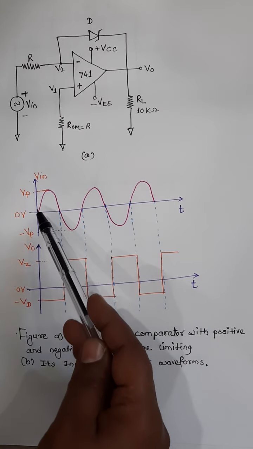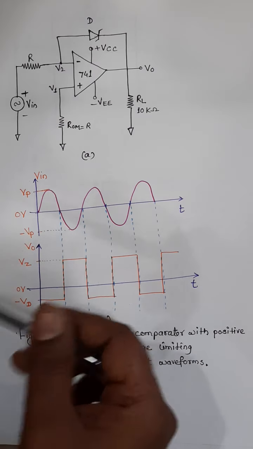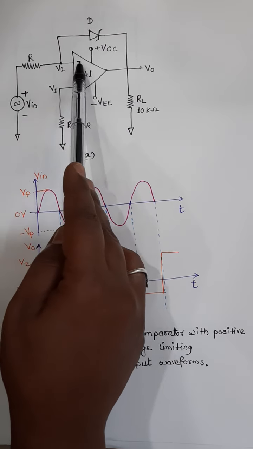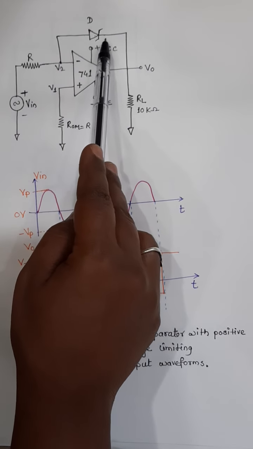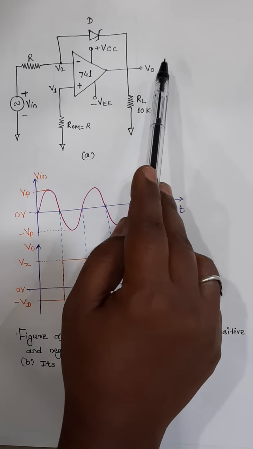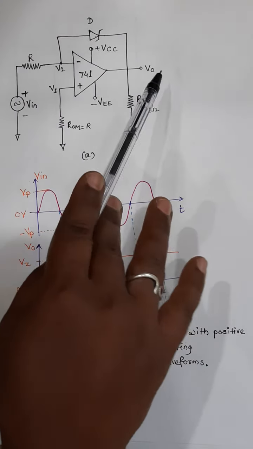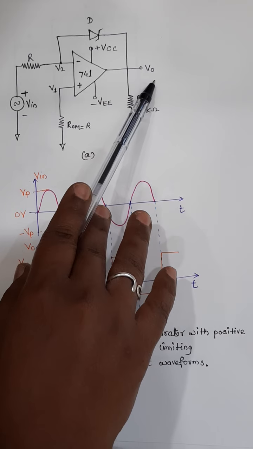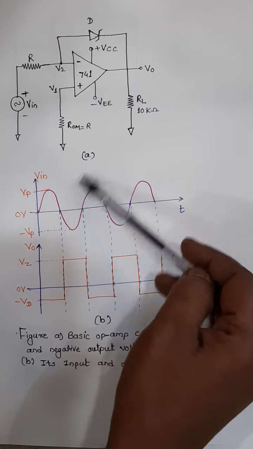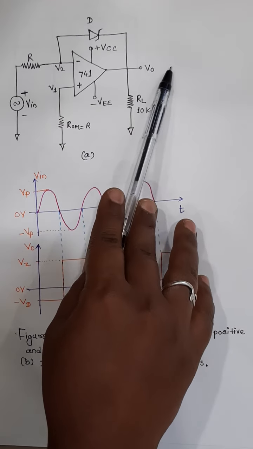Okay, so input is again given to the inverting terminal. Initially when input increases in the positive direction, diode D1 is in forward bias. So what should be the output? Output must be negative, as it is given to the inverting input terminal. Because it is to the inverting input terminal, a 180 degree phase shift will be there.